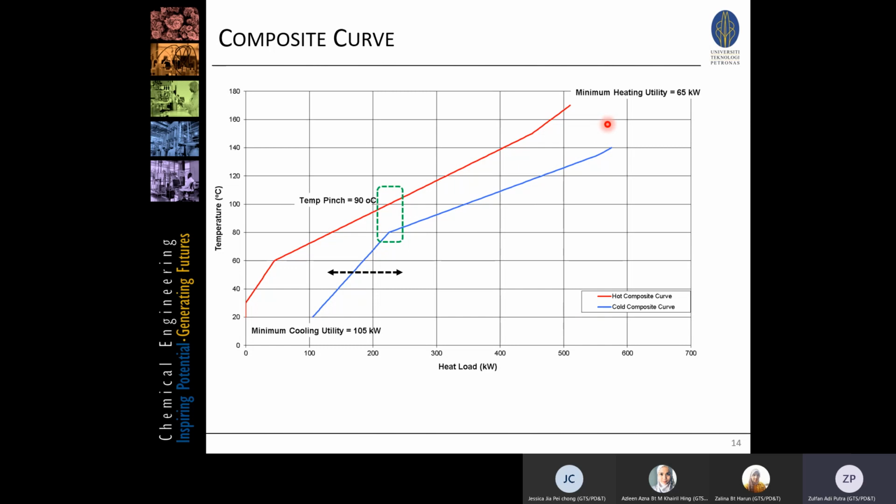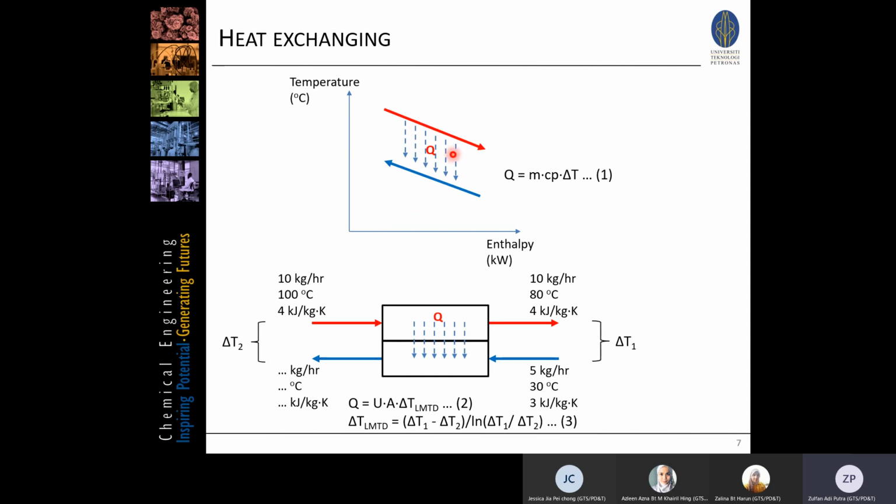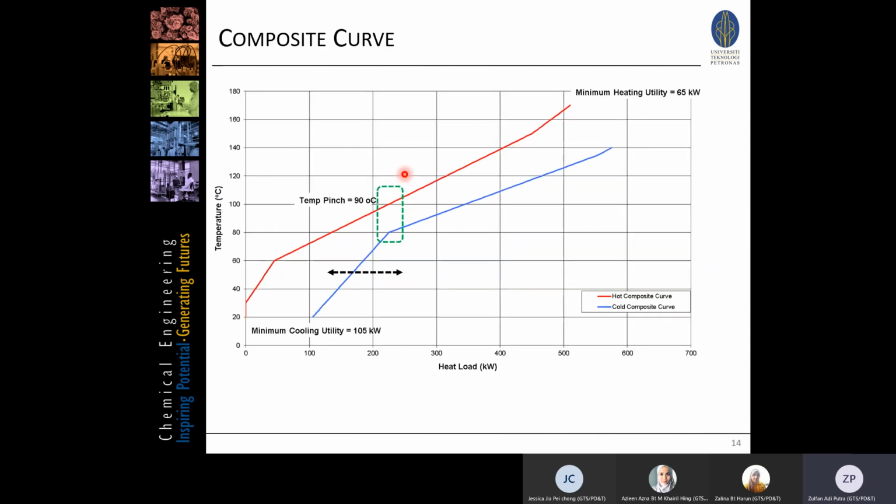In this case, I will start with the heat graph. This overlapping space means we have enough heat from the hot streams to heat the cold streams. Everything here, like what I showed you, is the overlapping area. All the heat coming from the hot streams can be used to heat up the cold streams. That's basically what the overlapping area is.